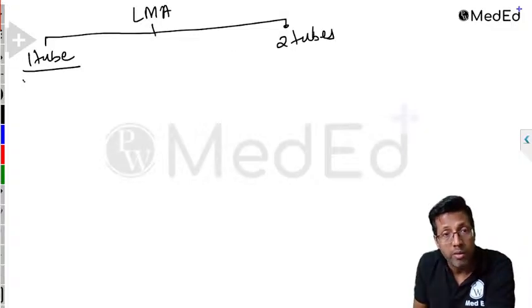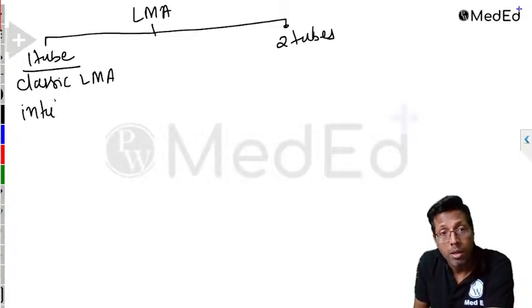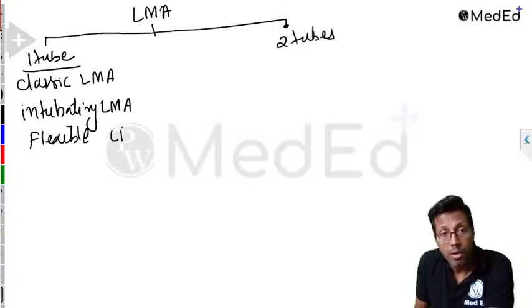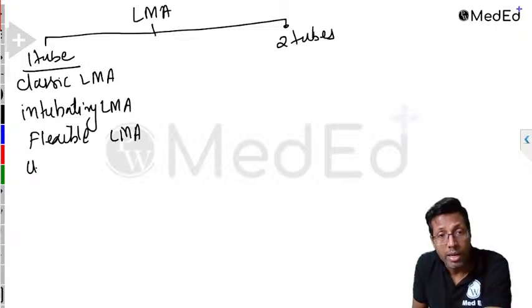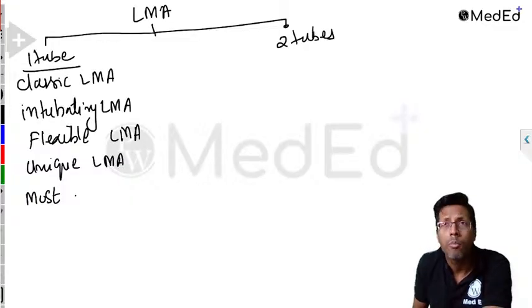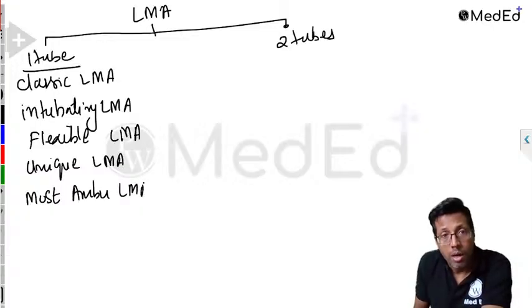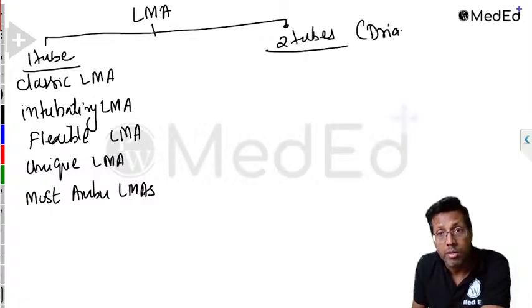The one-tube ones have only the airway tube. They are the classic LMA, the intubating LMA, flexible LMA, and unique LMA. In fact, most of the AMBU LMAs are first generation, and this was one question asked last year in INI-CET. But second generation ones have a drain tube also, where you can put a Ryle's tube in the stomach.